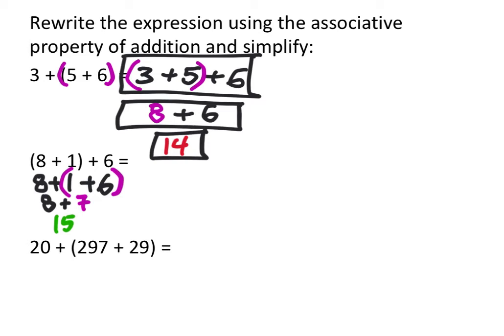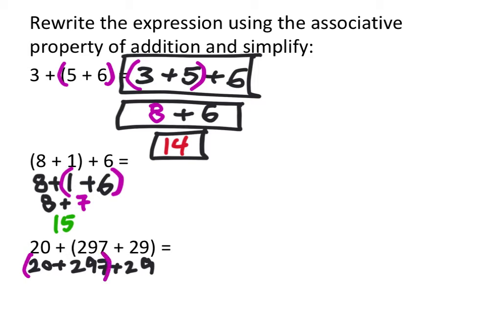And we're going to do the same thing with this last one. Again, the order does not change. You got 20 plus 297 plus 29. And again, if you change the order, that's the commutative property, which is related to the associative property of addition, but it is a little different. So I need to change where the parentheses are. It was around the 297 and 29. So now I'm going to put it around the 20 and 297.